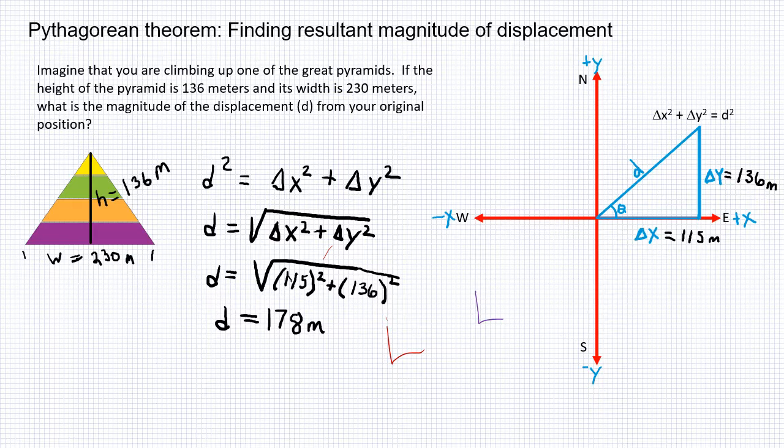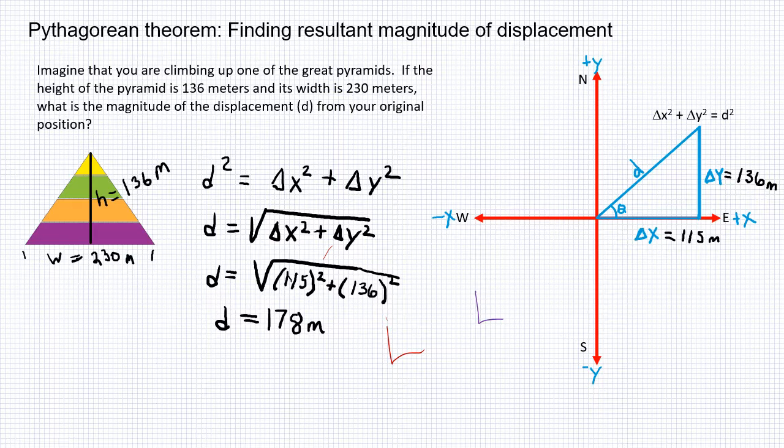So here's the equation. I've written it the other way, which doesn't matter. To solve for that, you just plug in those values. You've got to square each one of them. After you square 115, you add 136 squared to that, and then you take the square root of the answer. You should get 178 meters. So 178 meters is the displacement that you make. That's how far you go from your original position at the bottom to get to the top, 178 meters. That's the magnitude of your displacement.